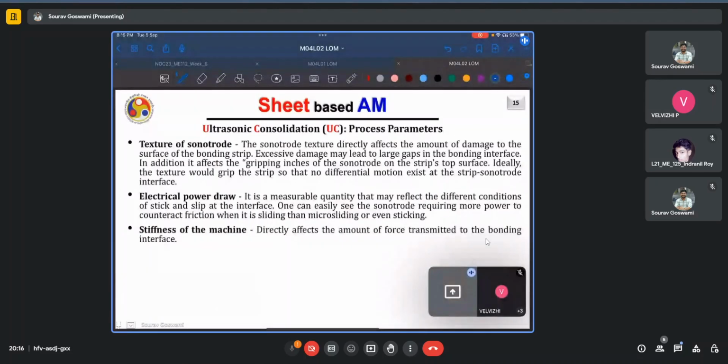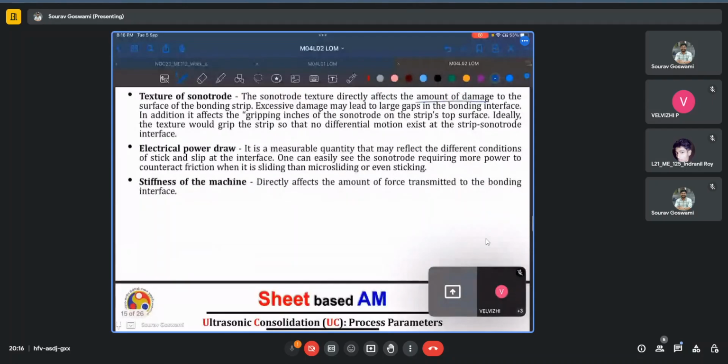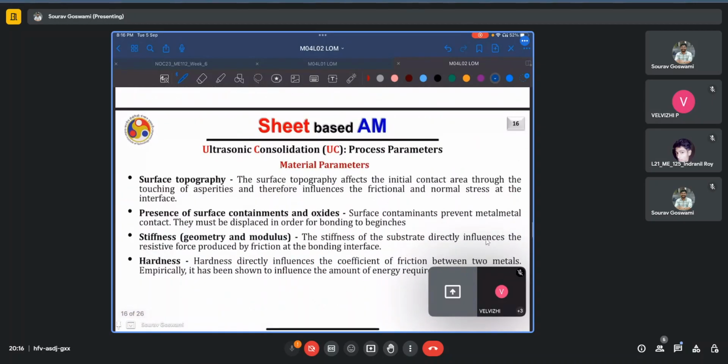At the same time, the texture has to be suitable so that it limits any form of relative motion between the sonotrode and the top layer, and it directly affects the amount of damage to the surface. The power draw is a measurable quantity which can be used to assess the different conditions of stick and slip at the interface. And as we discussed, the stiffness of the machine limits the amount of force which we can transmit to the bonding interface.